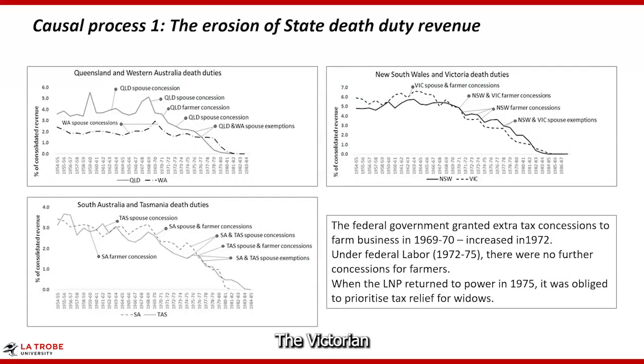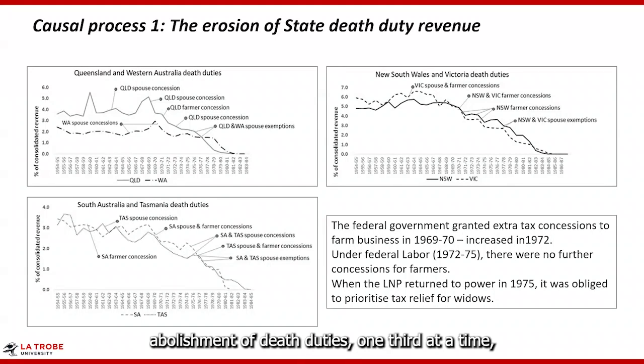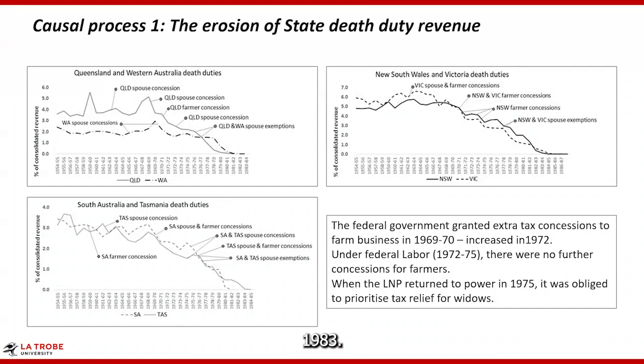The Victorian budget was very deeply in deficit at this time, and although Hamer was very strongly critical of inheritance taxation and favoured abolition, he never moved to initiate the process. It wasn't until 1981, after Hamer's resignation, that the new Liberal Premier, Lindsay Thompson, announced a gradual abolition of Victorian death duties, one third at a time, as the budget allowed, ending in December 1983.